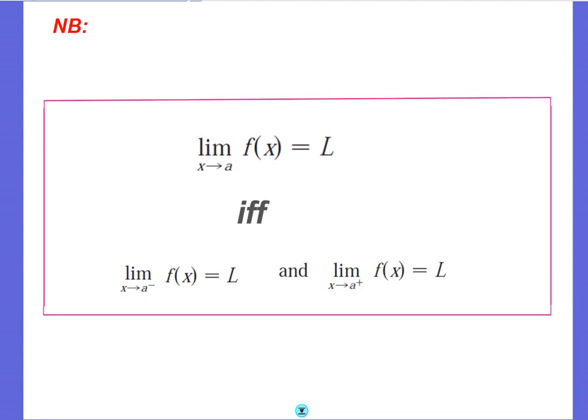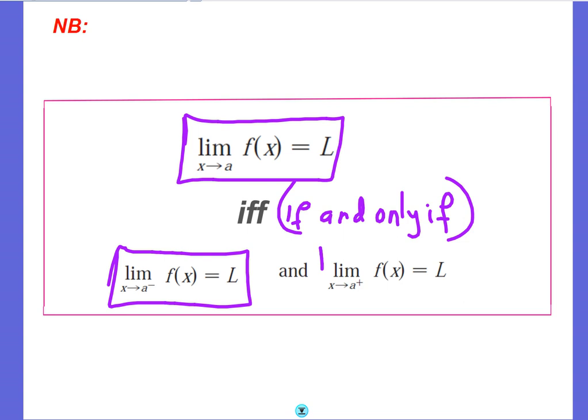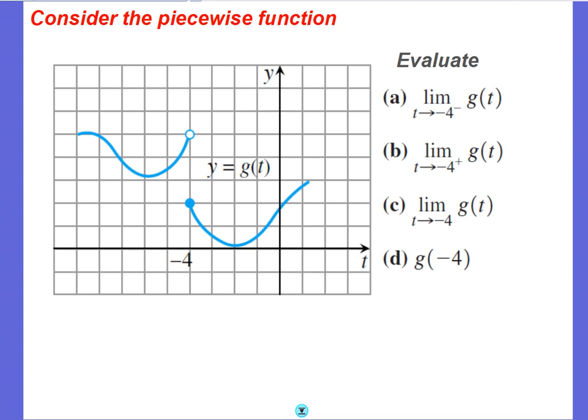Remember, like I just said, the limit as x approaches a of f of x equals L if and only if the limit from the left side is L and the limit from the right side is also L. The limit as x approaches a of f of x is L if and only if the limit from the left side is L and the limit from the right side is also L.